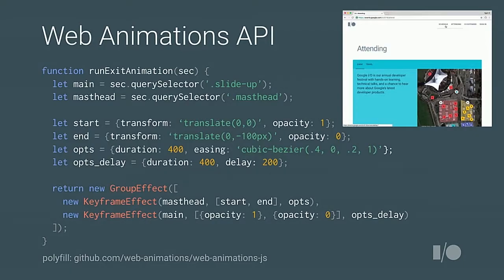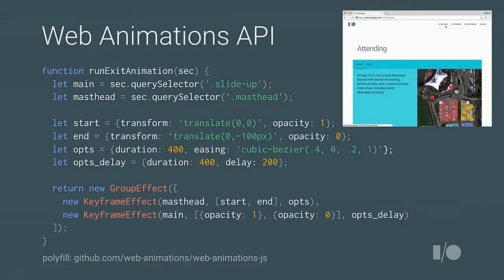Run animation looks something like this. So when you transition between pages, we grab a couple of nodes out of the DOM, that title bar and that main content area, and declaratively in code, using the Web Animations API, create the animation we want to run. So transform from 0 pixels to -100, slide down, and fade out from 1 to 0. Give it an easing function and a duration.